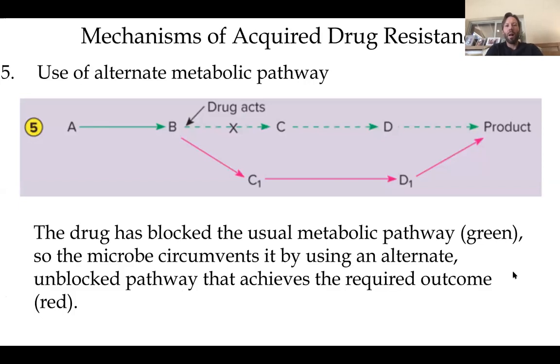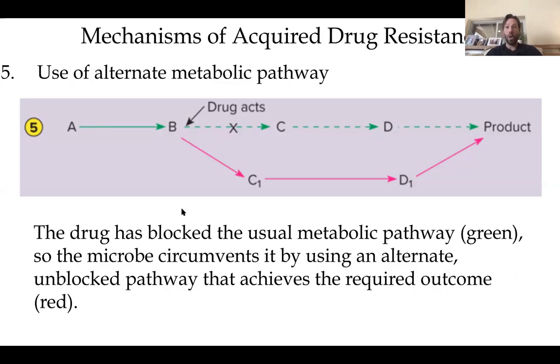Altering the metabolic pathway. Okay, so let's say, again, a bacterial cell needs to take something and break it down into a particular metabolite or byproduct that it then uses, whether it's to shore up the cell wall or just any of its overall cellular processes that are required for subsistence. And the drug blocks some critical step.